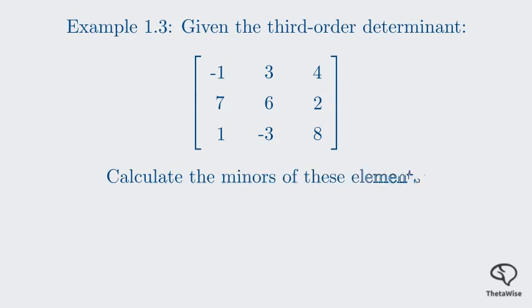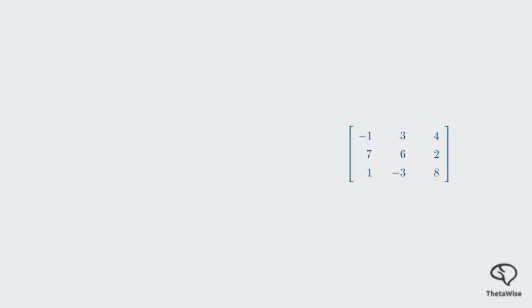The previous example was general. Let's work through a specific example with real numbers. This is example 1.3. We are given this third-order determinant with numerical elements. We need to calculate the minors of three specific elements, 3, 2, and 1. So, our tasks are to find the minor of 3, the minor of 2, and the minor of 1. Let's begin with the first element.